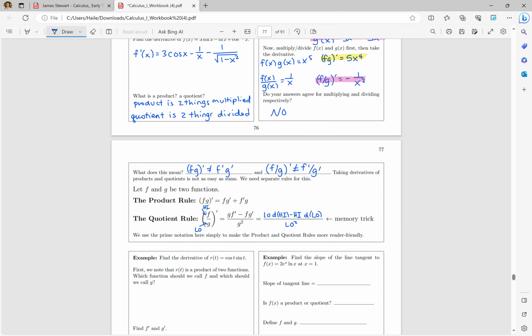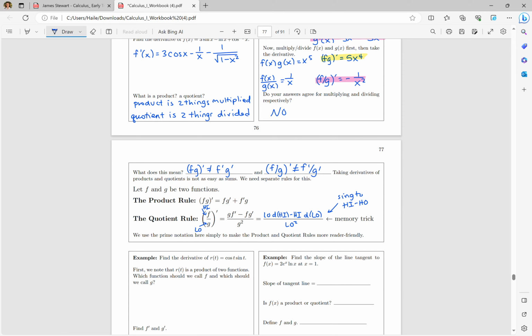So when I was in school learning the quotient rule, we sang this to the tune of Hi Ho from Snow White and the Seven Dwarves. I'm not going to sing that for you here, but doing that may help you remember the quotient rule.